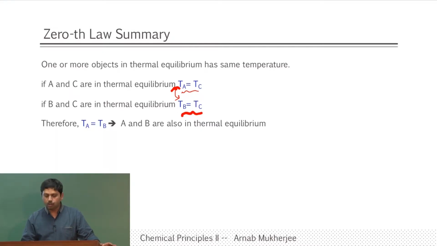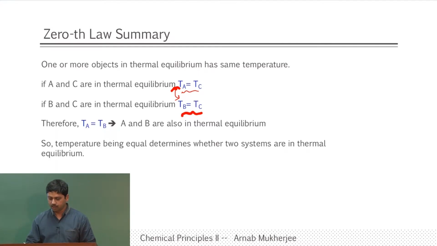Therefore, the zeroth law says that once thermal equilibrium is established, then a quantity which is defined to be temperature is going to be the same between two objects in equilibrium with each other. Temperature being equal determines whether two systems are in thermal equilibrium or not. So, that is the definition again. Alternatively, we can say that if temperature is equal, then two bodies are in thermal equilibrium with each other.